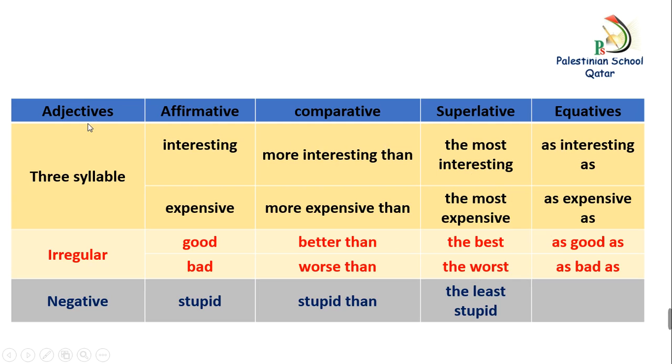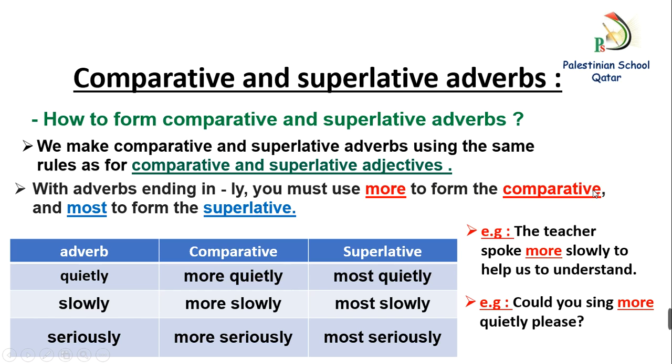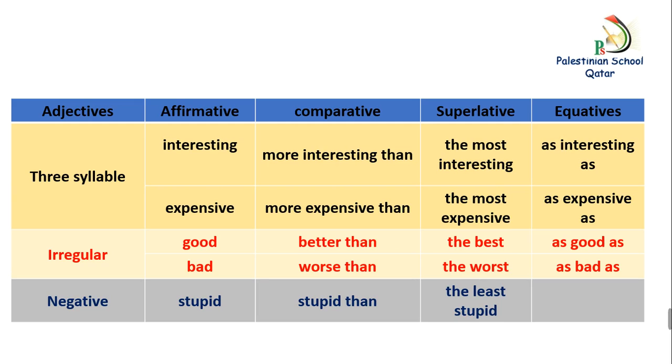Again, we continue. If we have 3 syllables, a long adjective, for example, interesting, it becomes with the comparative more interesting than. So don't put er, we put more. With the superlative, we put the most interesting. What about equatives? It becomes as interesting as. Can repeat again. With the irregular form, for example, good becomes better than, the best, as good as. Bad, worse than, the worst, as bad as.